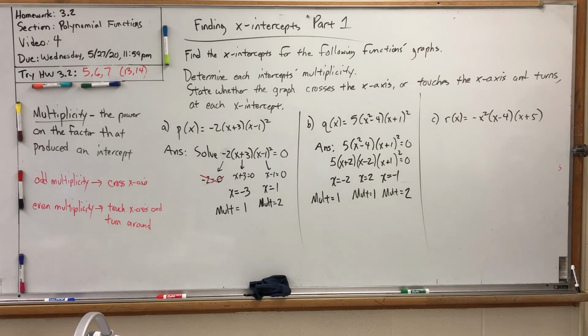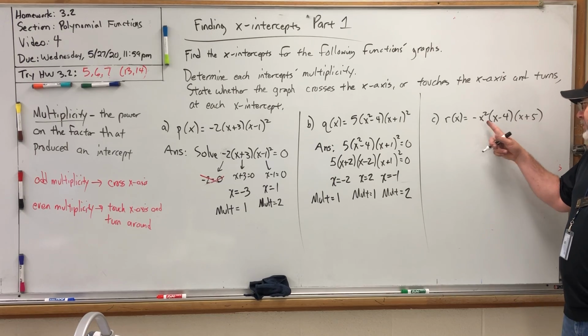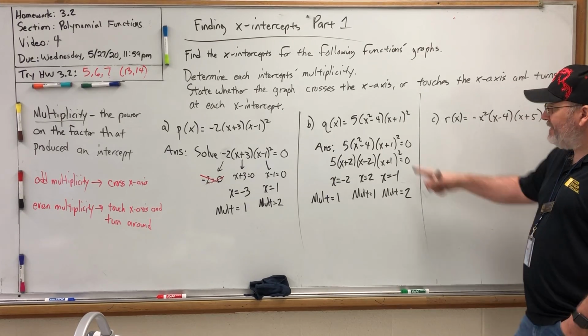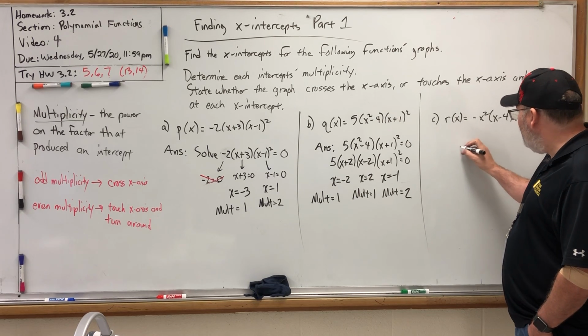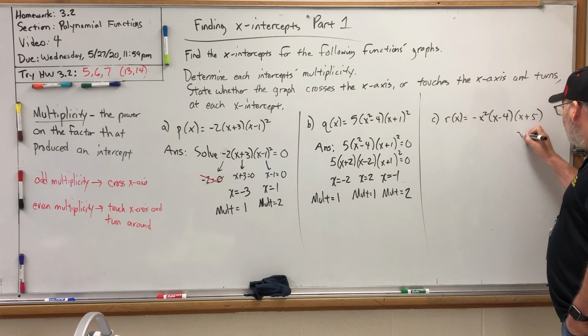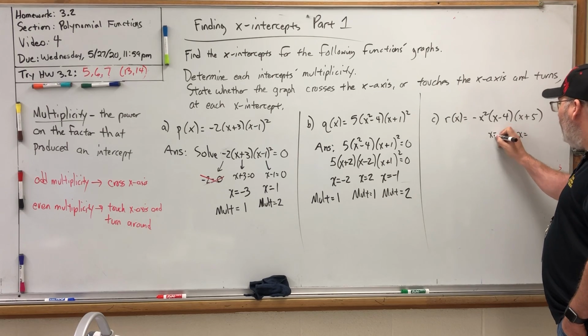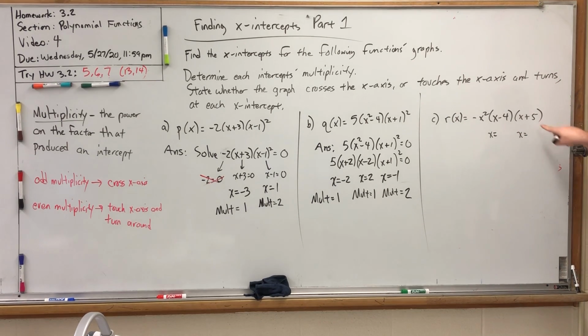All right, what about this one? No further factoring is required, although we do have an x squared, it's just a single term, not inside of a binomial like this one. So we can go ahead and solve this by putting each factor equal to 0 and solving. Or go ahead and find the x-intercepts, I should say. If we put x plus 5 equal to 0, we get negative 5. If we put x minus 4 equal to 0, we get x equals 4.